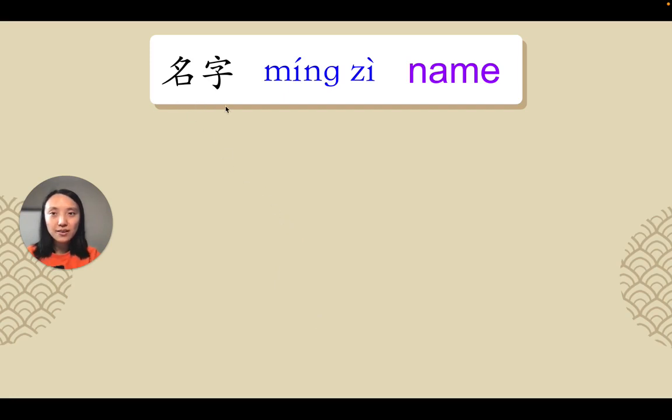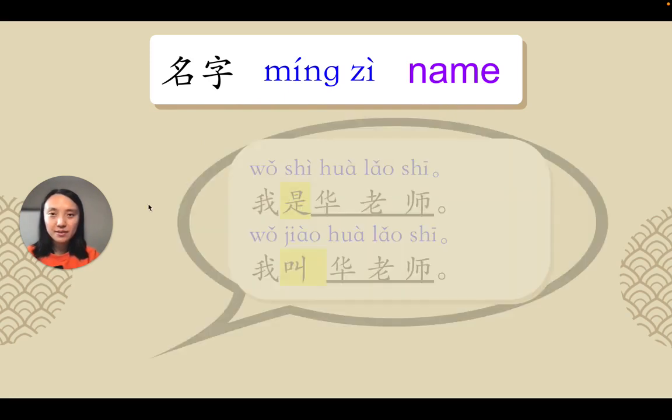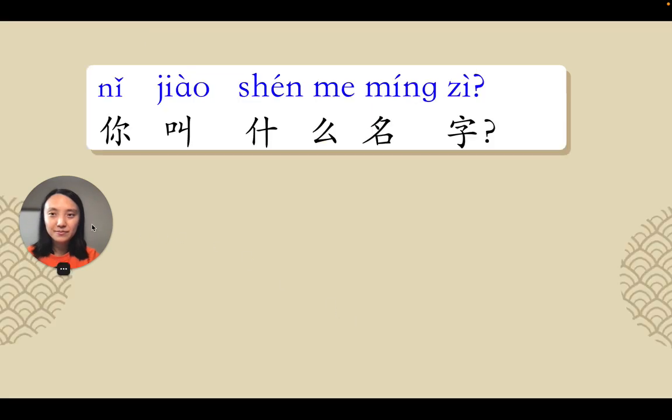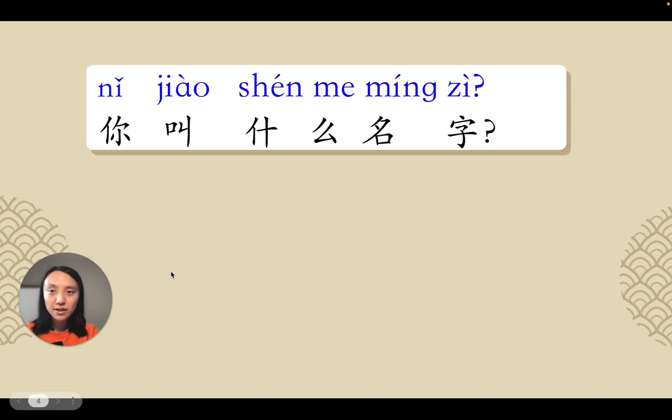In lesson 2, we learned about 名字。名字, that means name. My name is Miss Hua, so I am Hua 老师。我是华老师。There is another way of saying it, it's 我叫华老师。Here, 叫 means called. I am called 华老师。Do you remember how to ask what's your name? 你叫什么名字?